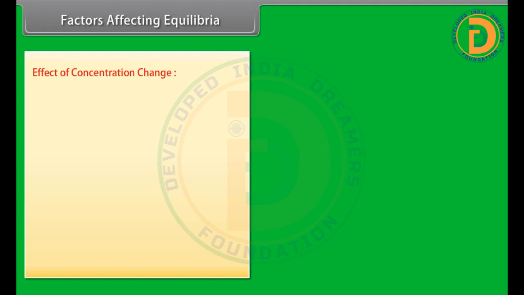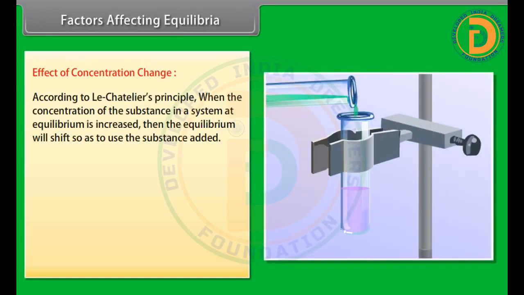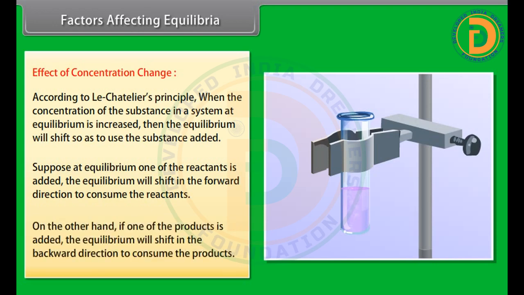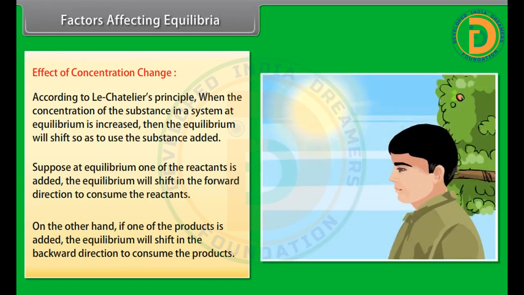Effect of concentration change. According to Le Chatelier's principle, when the concentration of the substance in a system at equilibrium is increased, then the equilibrium will shift so as to use the substance added. Suppose at equilibrium, one of the reactants is added. The equilibrium will shift in the forward direction to consume the reactants. On the other hand, if one of the products is added, the equilibrium will shift in the backward direction to consume the products. For example, on a humid day, we sweat more.